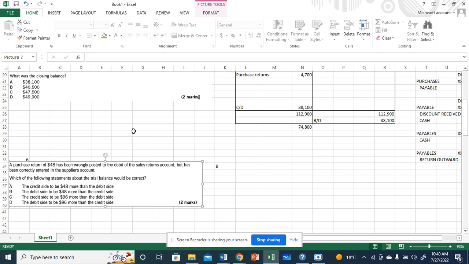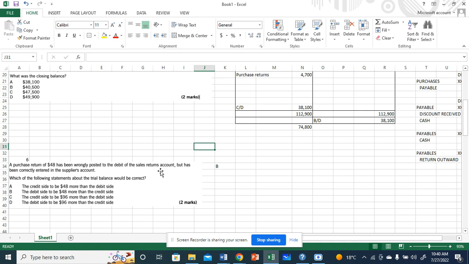So since we've added a wrong debit entry and it's a one-sided error, our trial balance won't balance because the debit side will be $48 more than the credit side. So there, our answer is B.